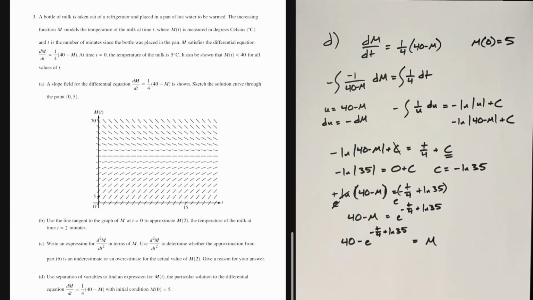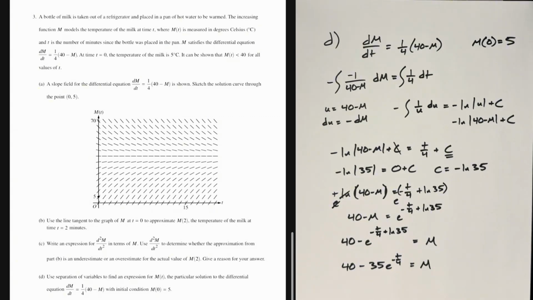And that is our final answer for part D. Now you could also slightly simplify this because e to the ln of 35 is 35. So you could factor that out and also rewrite this as 40 minus 35 times e to the negative t over 4 is equal to m. Both ways are completely acceptable. I think you would get the full points either way. So that is our final answer for part D.